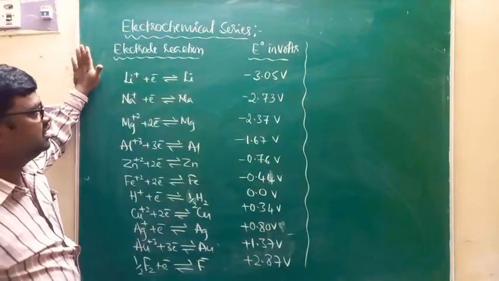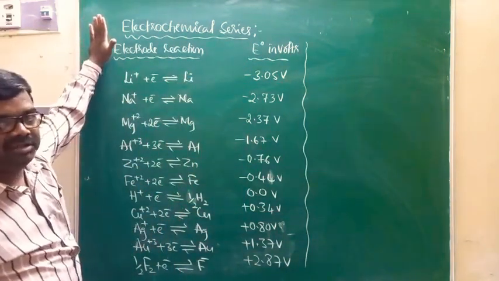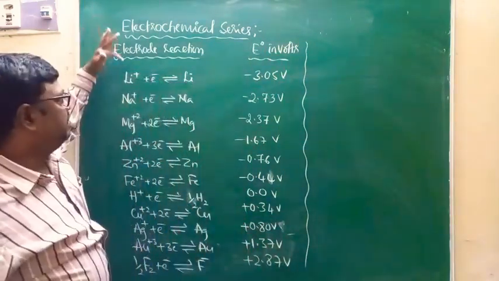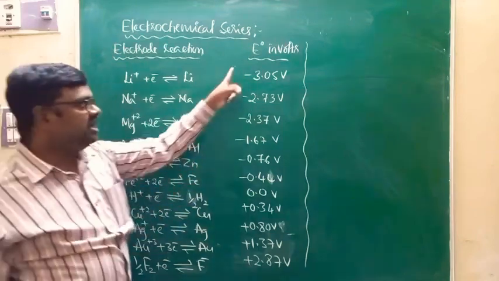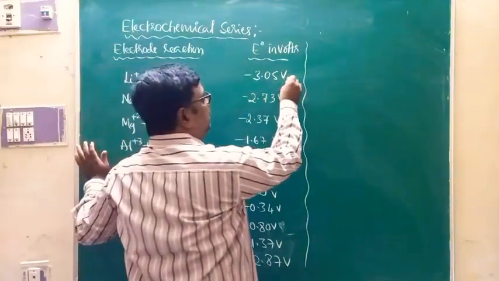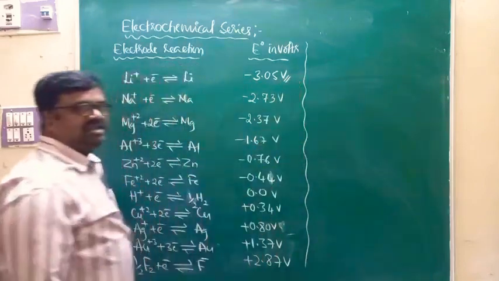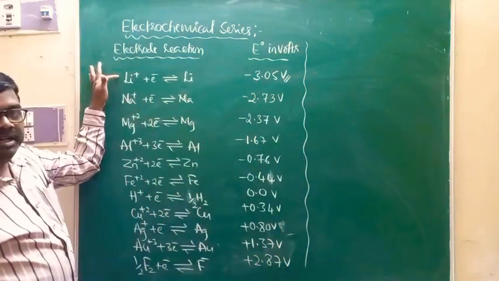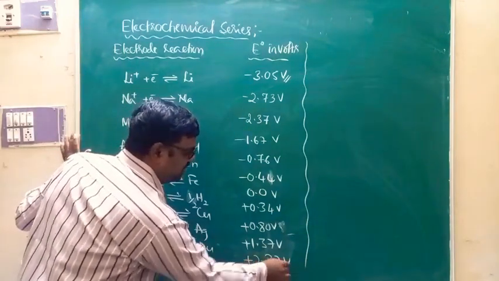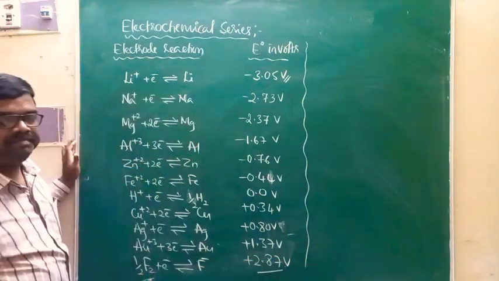What I am doing here is arranging all these electrode systems in the increasing order of their electrode potential values. If I move from lithium to fluorine, standard electrode potential goes on increasing. Look at this, it is minus 3.05. It is very, very low, the lowest standard electrode potential as far as lithium electrode is concerned. The highest standard electrode potential is plus 2.87 in the case of fluorine.